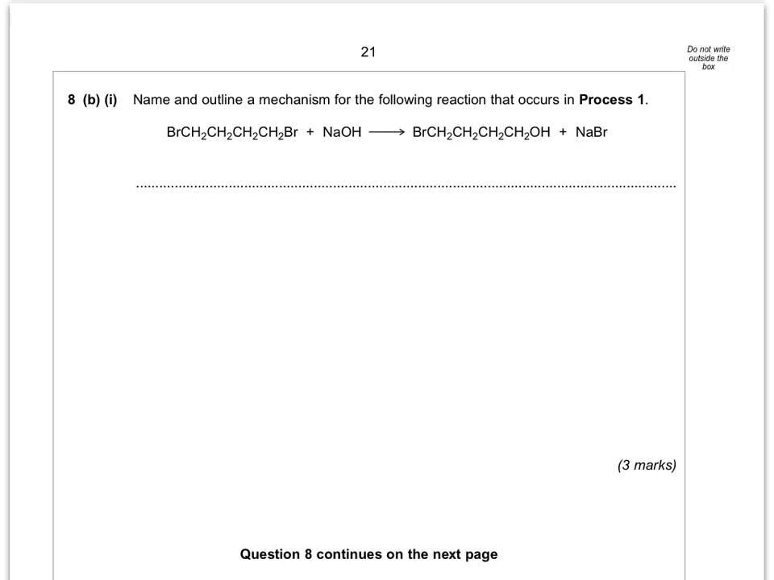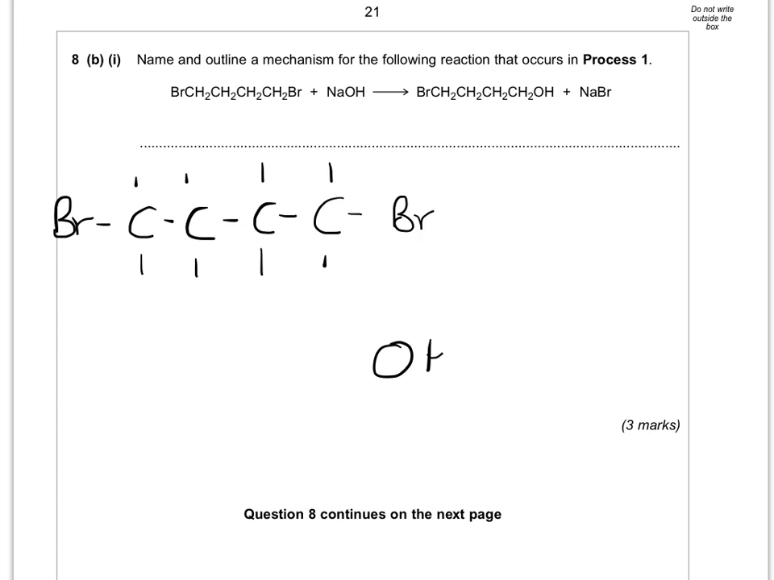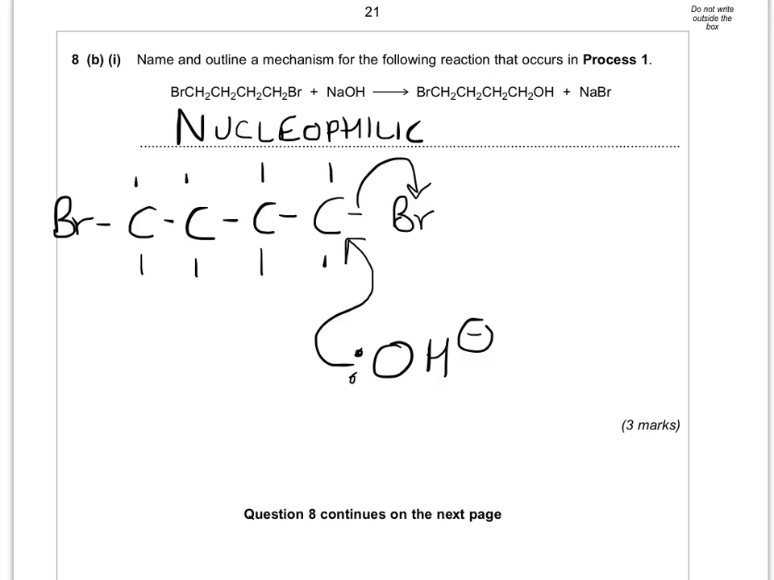Another mechanism. So name and outline a mechanism for the following reaction that occurs in process 1. So you've got C, C, C, C, Br, Br, and then I'm not going to draw all the H's in, again, as I always say you should. And then it's not NaOH, you've got to get rid of the Na, it's just OH minus, lone pair, comes on, attacks the C, and that bond breaks and goes on to the Br. No need to draw the products because they're already drawn for you here, and the name of this is nucleophilic substitution.